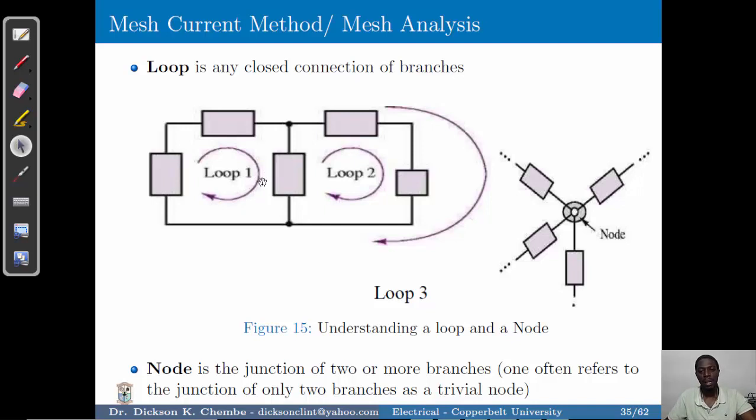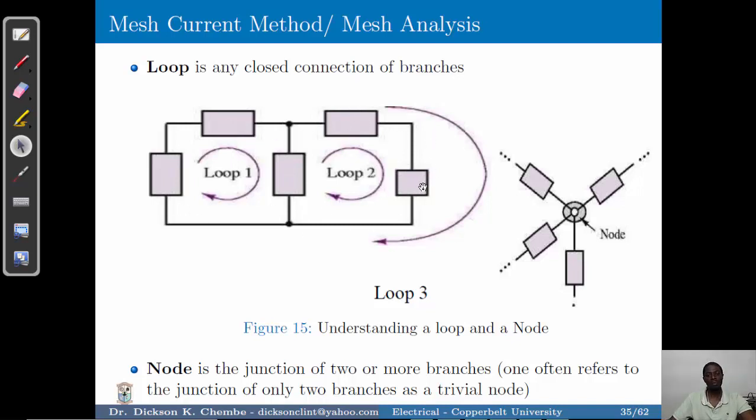First of all, we begin by understanding what a loop is and the difference between a loop and a mesh. You notice here that we've got loop 1 and loop 2. Loop 1 is composed of these three elements in a closed loop, so there's no open circuit in this loop. Loop 2 is composed of this loop. If we take the outer connection of the elements, excluding this element, we have what we call the outer loop.